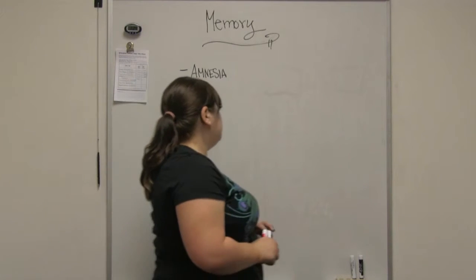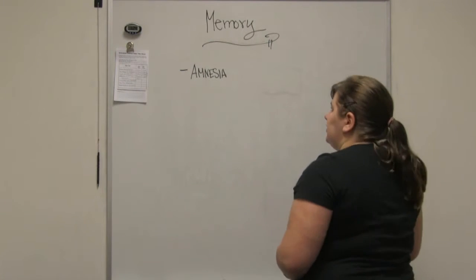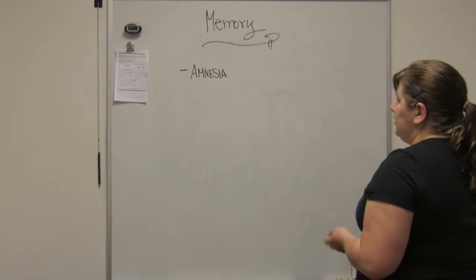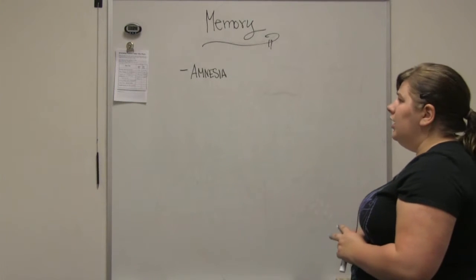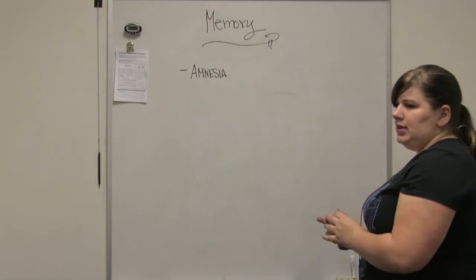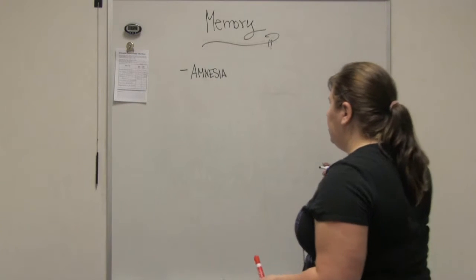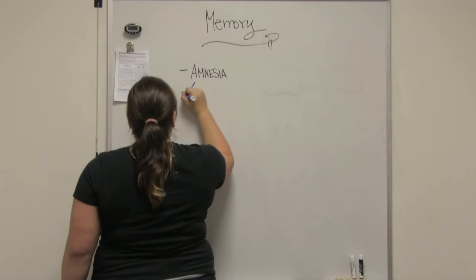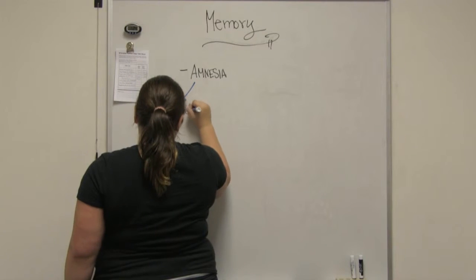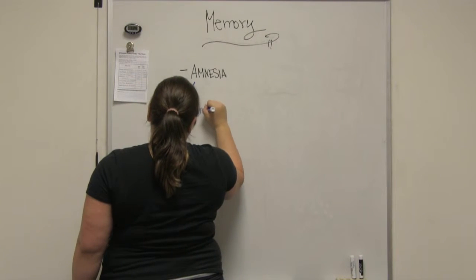So with memory, one of the biggest problems we have with keeping things in our long-term memory is when somebody is affected with amnesia, which is more of a psychological disorder. So there are two main types that we talk about. Do you know what they are? First one is anterograde. Yep, anterograde. And then the next one is retrograde. Good.